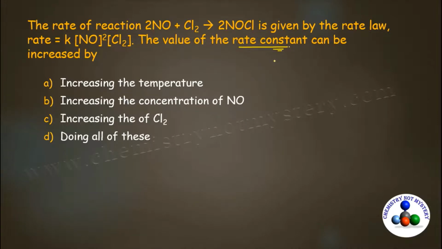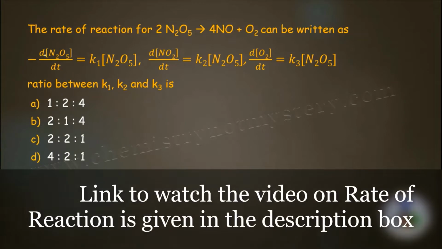Whenever you multiply the reaction or divide the equation, no mathematical operation can apply on the rate constant. Rate constant can only depend on the temperature. So if you want to increase the rate constant, you have to increase the temperature. Now come to the next question.